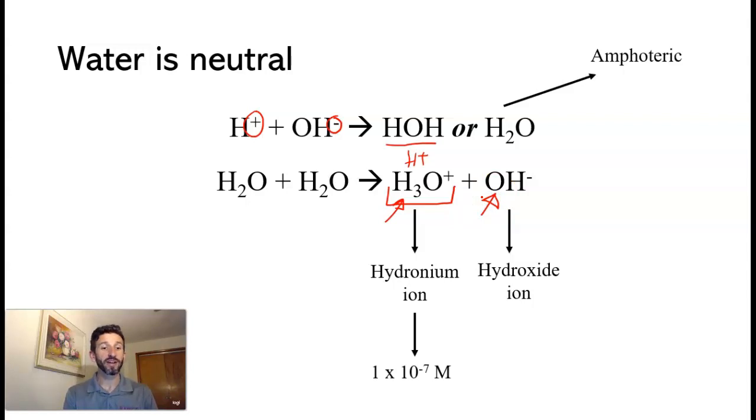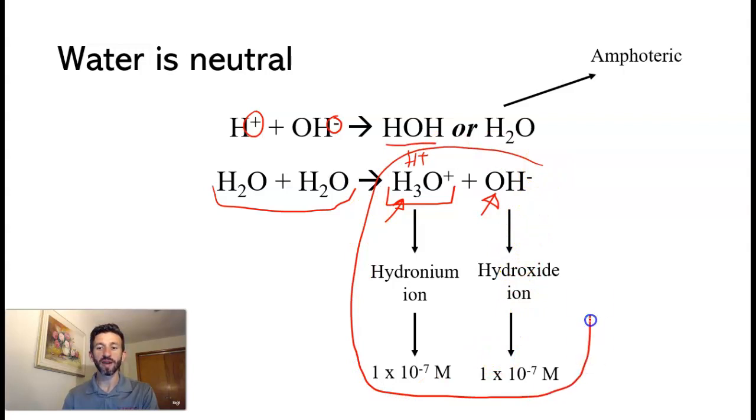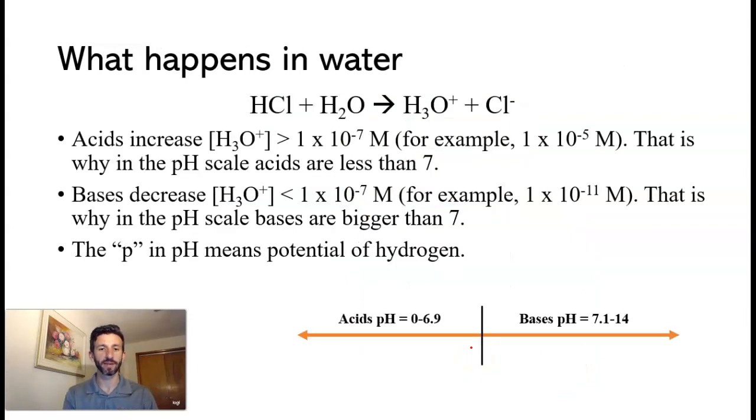Now, the concentration of hydronium in pure water is this right here, 1 times 10 to the negative 7 molar. And guess what? Hydroxide is exactly the same, because both of these came from water. So that's why water is neutral. We have an equal concentration of hydronium and hydroxide ions, and the pH of 7 comes from this exponent right here. We'll talk more about how to calculate pH at a different time. I'm going to tell you about that here, but we're not going to calculate anything.